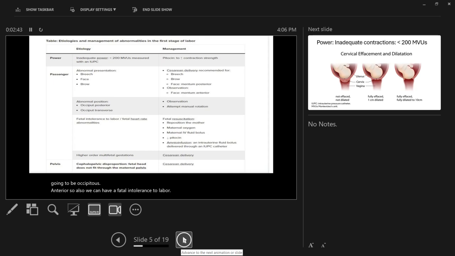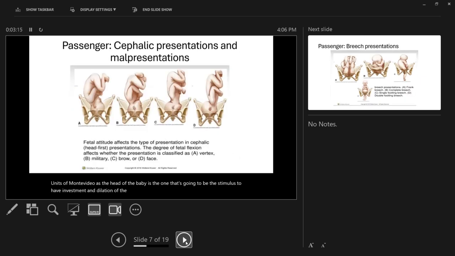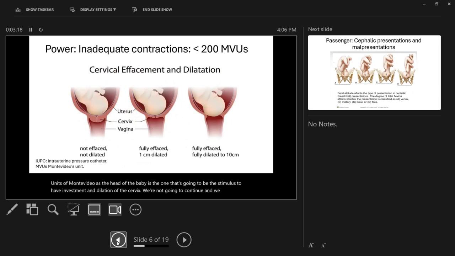So also we can have fetal intolerance to labor, multiple fetuses, and also related to the pelvis, the cephalopelvic disproportion, which means that the head does not fit through the maternal pelvis. So when we have an inadequate contraction, less than 200 Montevideo units, as you know, the head of the baby is the stimulus for advancement and dilation of the cervix. We're not going to continue, and we can have a protracted first stage of labor.